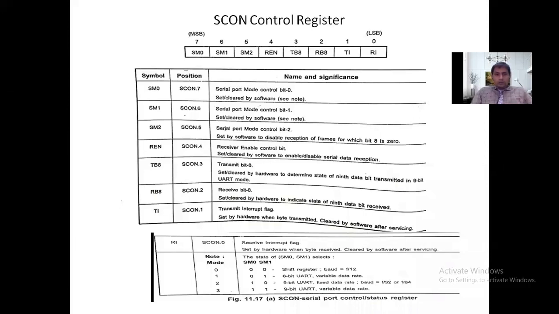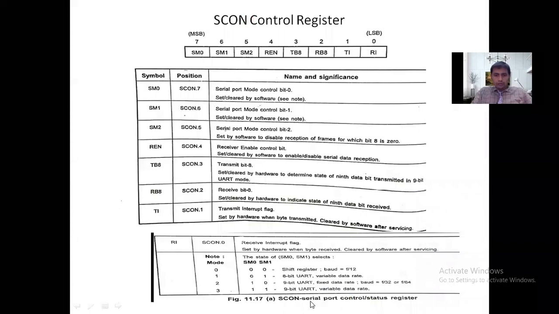We have two registers under serial port operation. One is called the SCON register, the other is called the PCON register. Let us see the SCON control register first. What is the full name? SCON: S is serial port, CON is control register. So we can call it a serial port control or status register. Let us see briefly.